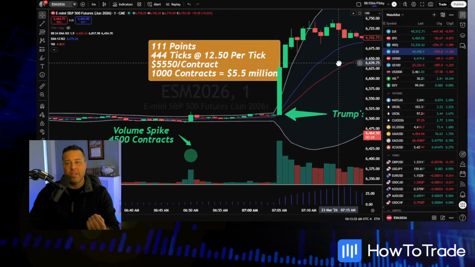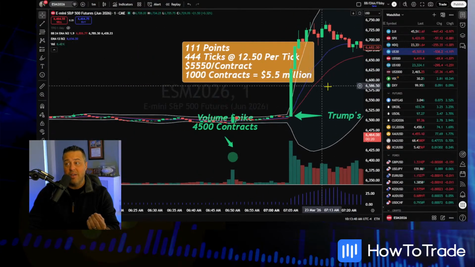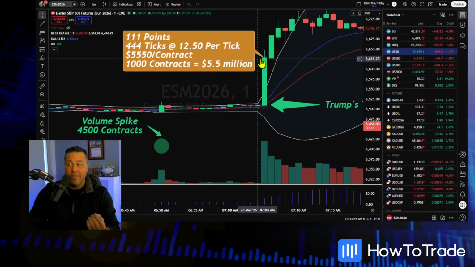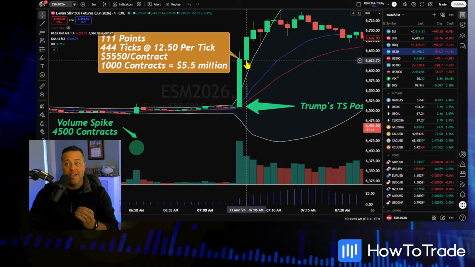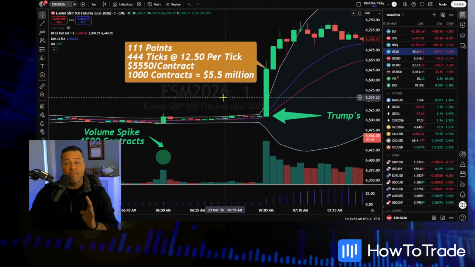How much money was really at stake? Okay, if you got in right at the top of that 1 minute bar and you got the worst price there was and you got out 1 minute later, I'm not even counting any of this run or the giant run that happened after that. I'm just counting right here. At this 1 minute bar, if you saw his Truth Social post hit and just held it for a minute and missed out on all of this, you made 111 points.